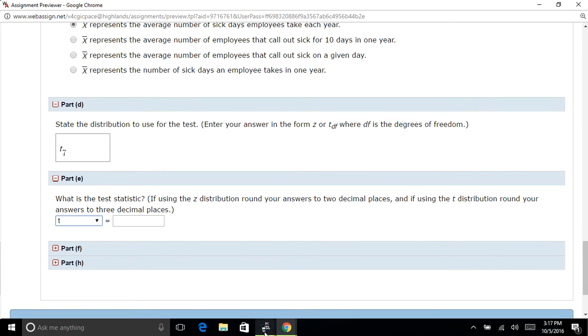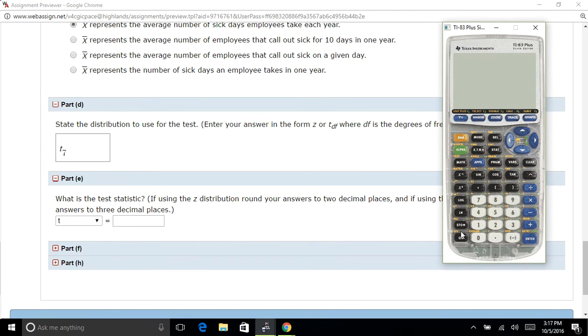So let's go ahead right now, and I'm going to show you how to put it in your calculator. So turn it on. First thing I've got to do is go to stats, and I've got to enter my data. So my first one was 11. My next one was 5. My next one was 14. Then it was 3. Then it was 9.